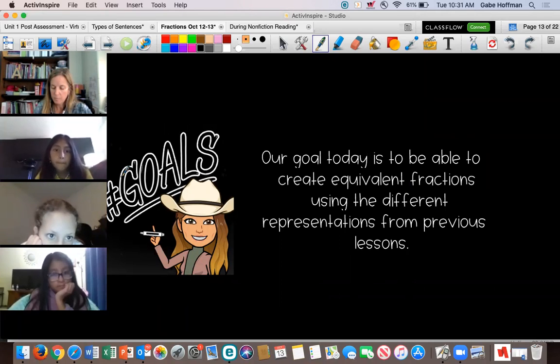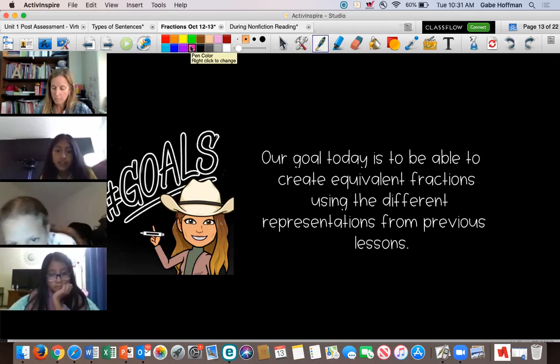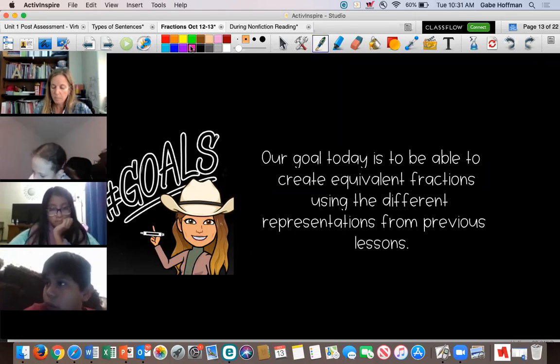All right, Denise, can you read our goal for today, please? Our goal today is to be able to create equivalent fractions using different representations from previous lessons. Yep, so those two words, using the different representations from previous lessons. Thank you.